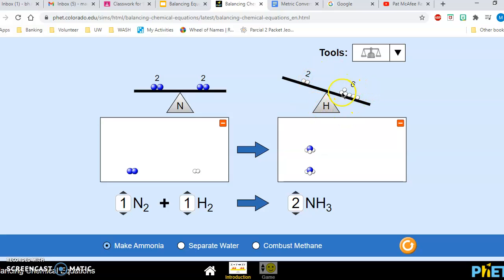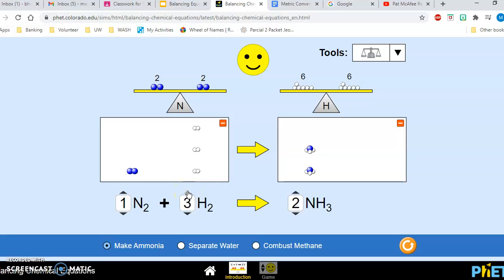We have 6 hydrogen over here because we have this 2 and we're going to multiply it by this 3. That's how we count up to 6 hydrogen. If we count the circles, it's 1, 2, 3, 1, 2, 3. So we need to get more on the left side of our equation. We can see we only have 2. If we increase this, now we have 4. If we increase it again, we now have 6. And we get a big smiley face up here. So that's kind of fun.